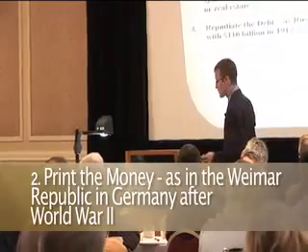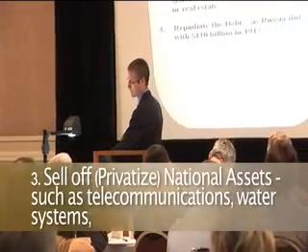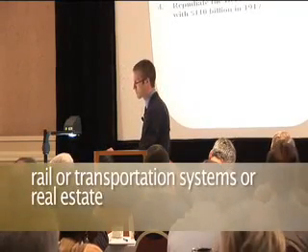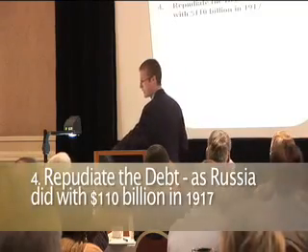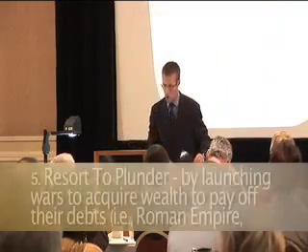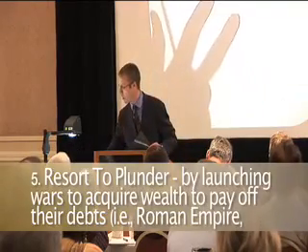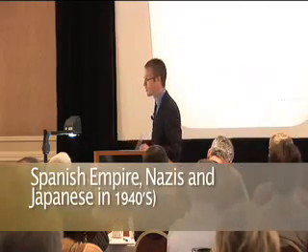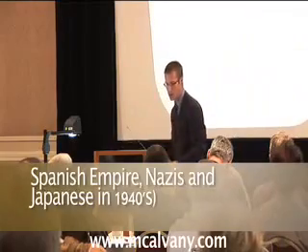Prior to World War II, they can sell off or privatize national assets, such as telecommunications, water systems, rail, transport systems, or real estate. They can repudiate debt, as Russia did in 1917, or they can simply resort to plunder by launching wars to acquire wealth and pay off their debts, i.e. the Roman Empire, the Spanish Empire, the Nazis, or even the Japanese in the 1940s.